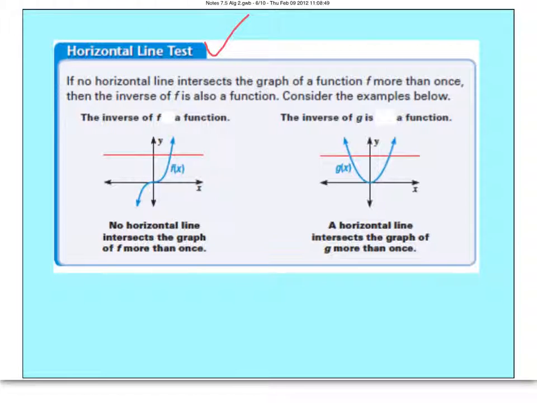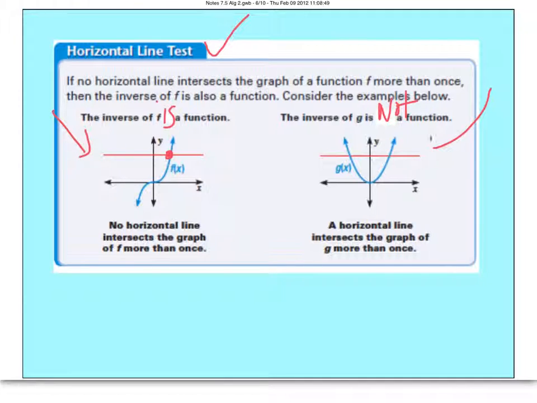What the horizontal line test says is that if you take an existing function, for example here, and you draw any horizontal line, it'll only cross in one spot. This right here crosses in one spot, which means when I find the inverse of that blue graph and graph it, I know that it will pass the vertical line test. This guy right here is a function. This guy right here will not be a function.